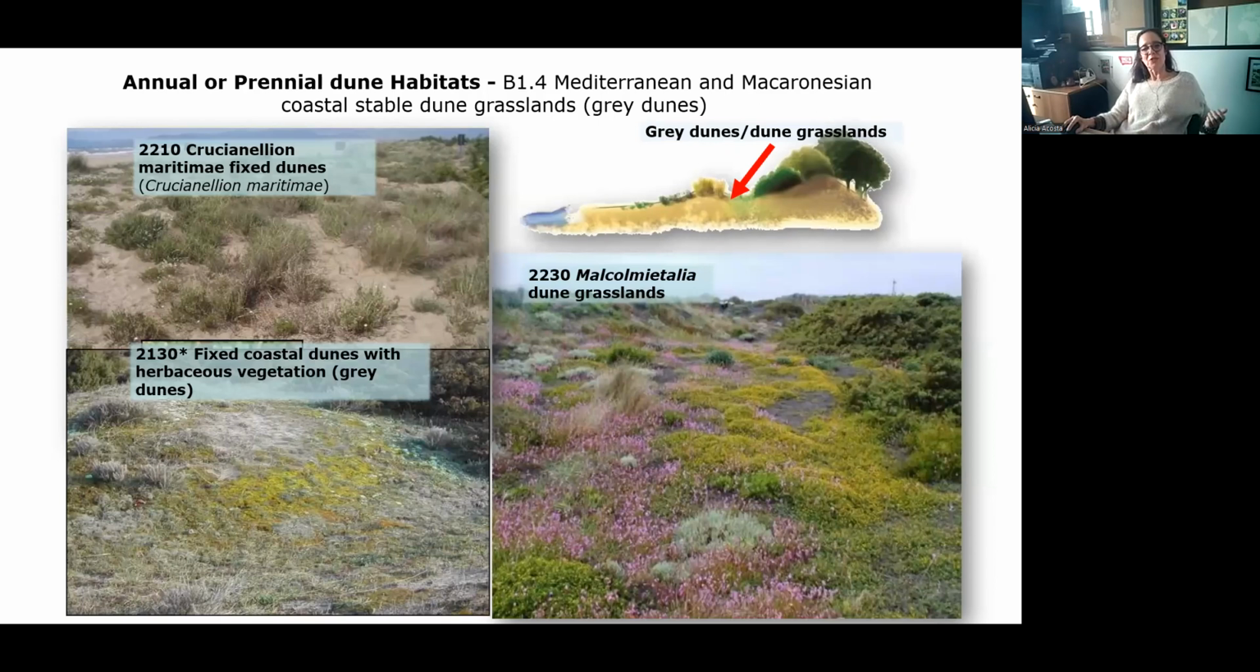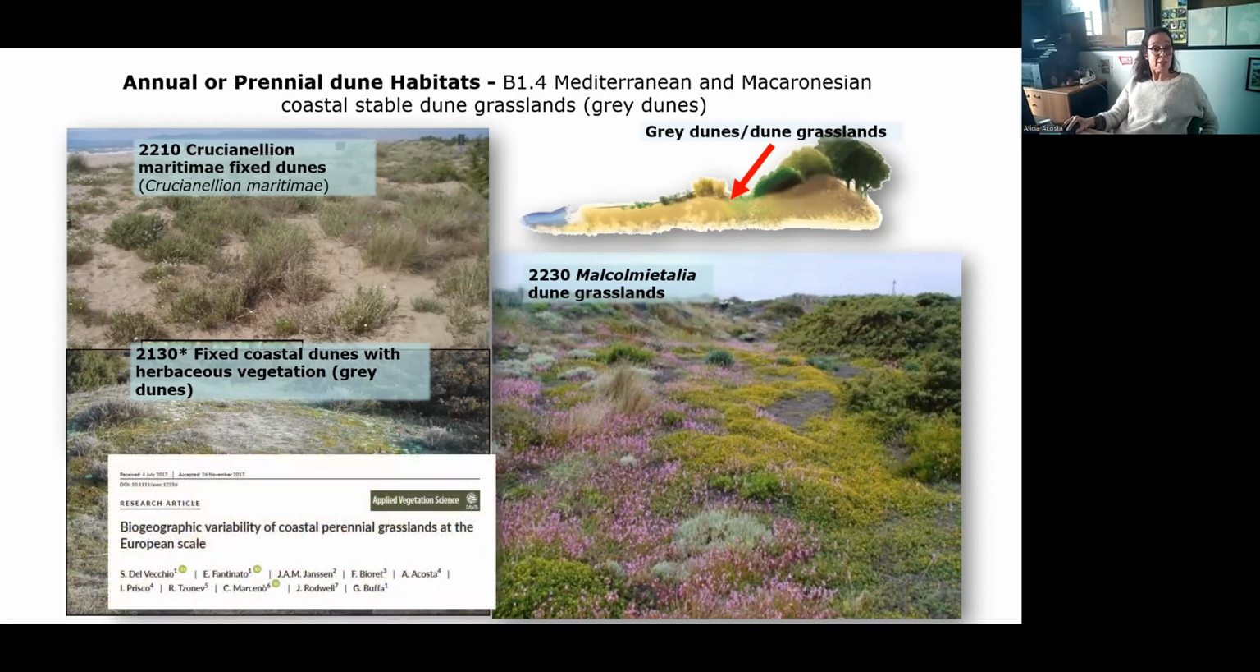Going further, in the transition between shifting dunes and the Mediterranean scrub, we can find the Crucianellion maritimae fixed dunes and Malcolmietalia grasslands. Moreover, we could also find another habitat, the grey dunes, perennial grasses with many lichens and mosses. I should note that this habitat is quite common in the Atlantic coast, but it's very rare in the Mediterranean, probably only present in the North Adriatic Sea. If you are interested in this habitat, there is also a very nice paper by Silvia Belvecchio and colleagues.